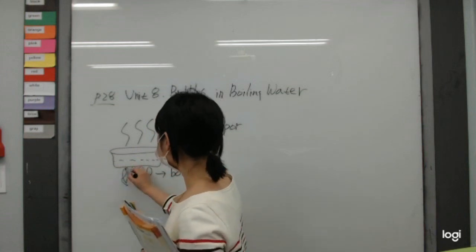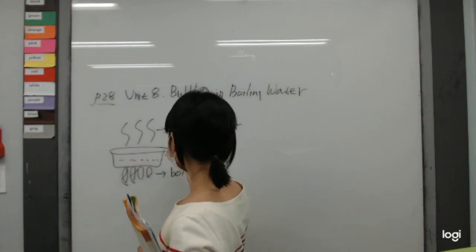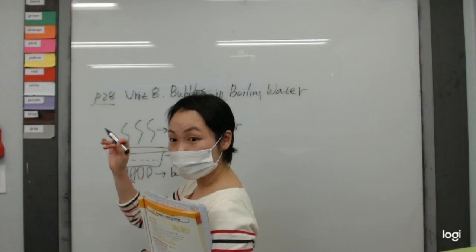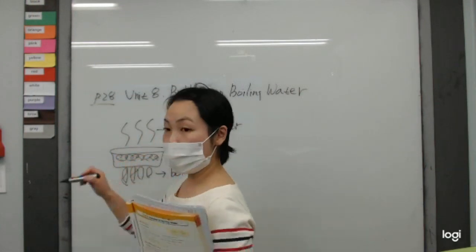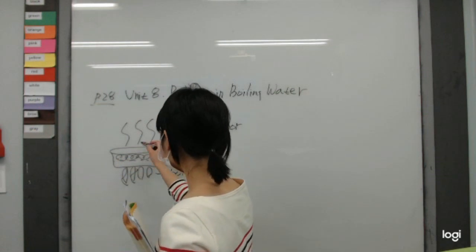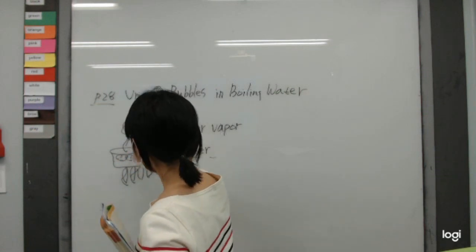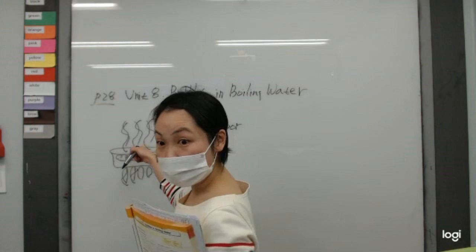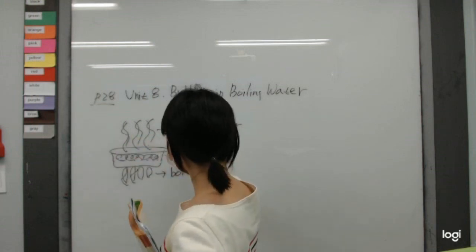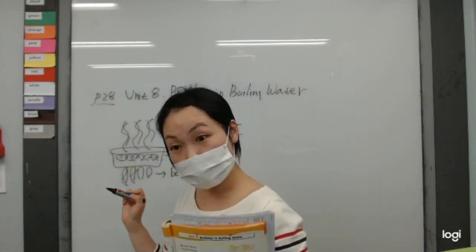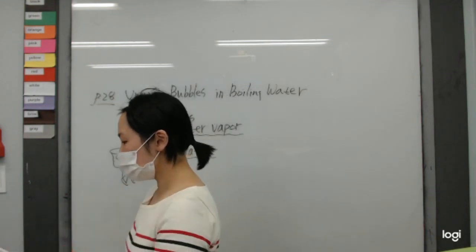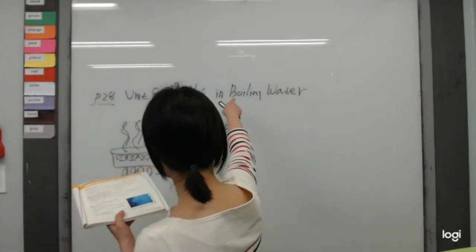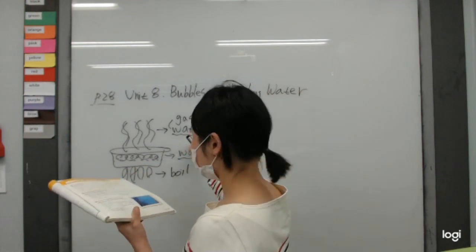So, when there is a fire here, the water is boiling, bubble, right? There is a bubble here. After that, it has a bubble, and then you can see there is some gas here, right? So this gas is called what? Water vapor, okay? Vapor. Good. So this is the story about the boiling water, bubbles in the boiling water, about the water vapor.